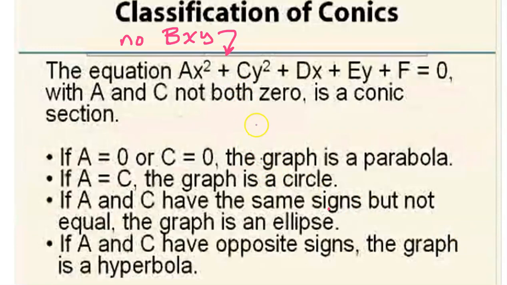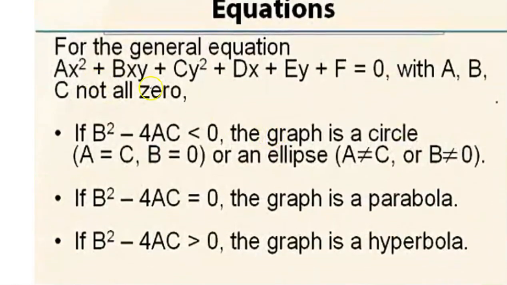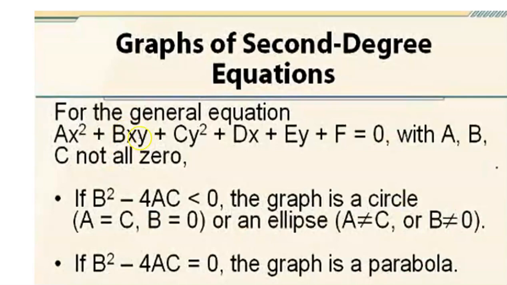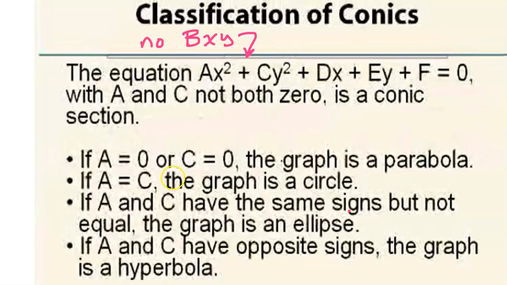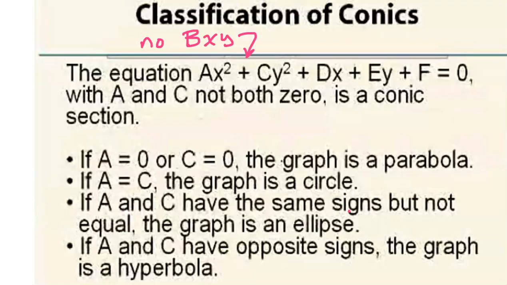The first thing you have to decide is, do you have an xy term in the equation? If there is an xy term, then these are the notes you're going to use. You're going to go by these rules. If there's no xy term, if there's no b term, then you're going to go by these rules. So let's take another look back. I see a y squared and I see an x. There is no xy term. That's why we're going to look at these notes.